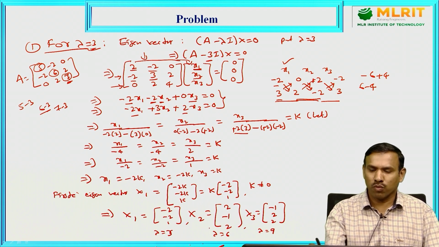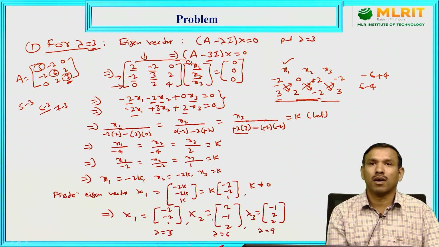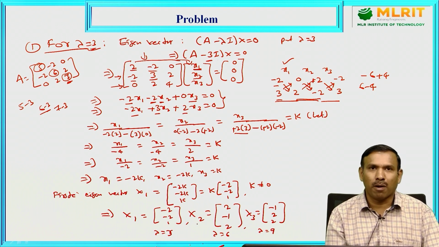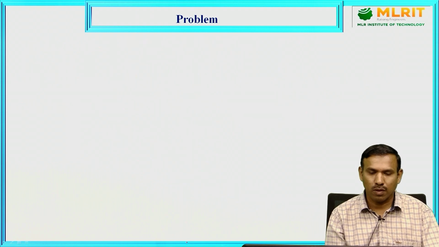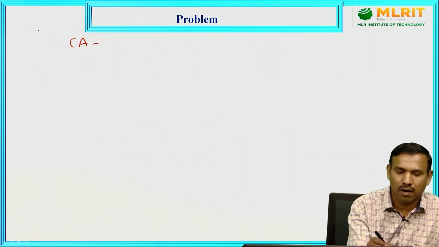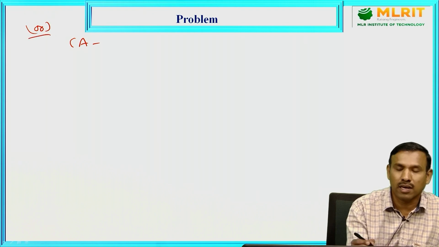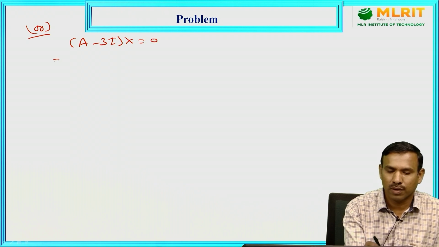So, suppose we are unable to find this shortcut method, we can use the echelon form. How to do the echelon form, that also I will explain for lambda is equal to 3. So, look at this one, how to find it now. Here, an alternate method I am teaching for finding the eigenvector: A minus 3I into x is equal to 0, right.